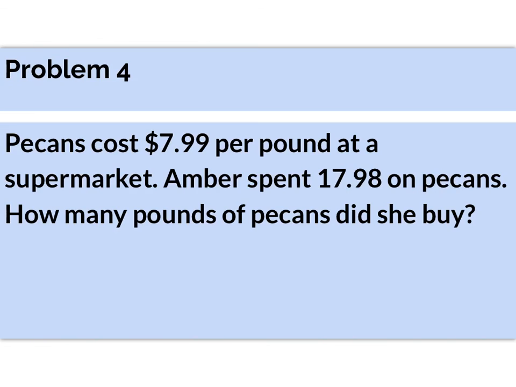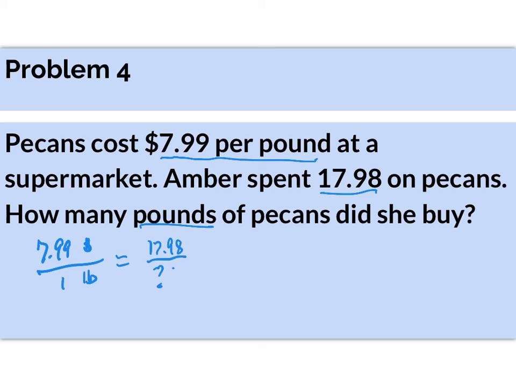I believe we have one more problem, and this is it. Okay, pecans cost $7.99 per pound. Amber spent $17.98. How many pounds did she buy? Well, how do we set up this problem? We are given $7.99 per 1 pound. This is a rate, equals $17.98, the money, over how many pounds.